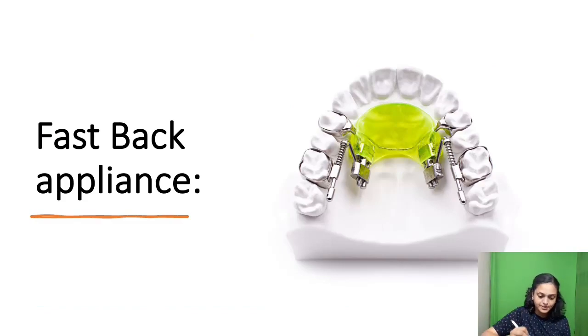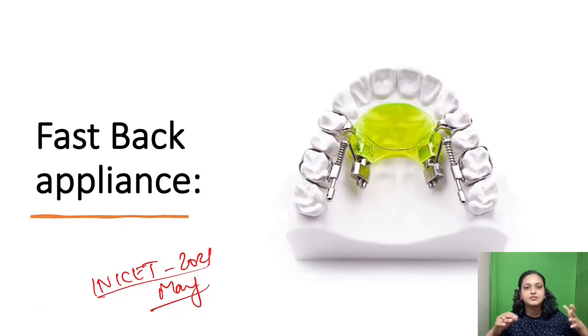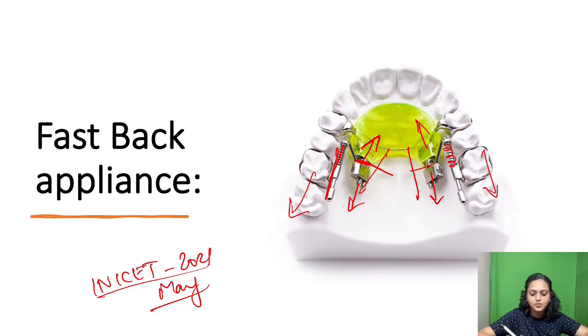Next is the fastback appliance. This appliance was asked in NEET in the May 2021 exam. Most of you must not have seen this appliance, because it's a little out of syllabus for undergraduates, but still it was asked. So this appliance has two expansion screws, vertically oriented, so that when you open this screw, this acrylic part splits and the molar distalizes. It also has an attachment containing a Nitinol coil spring that is activated. So what happens is the molar distalizes backwards.